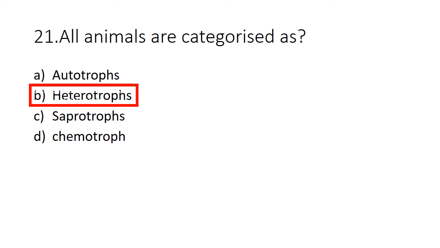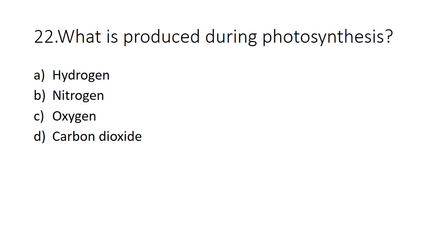Now we will move on to the next question. What is produced during photosynthesis? A. Hydrogen, B. Nitrogen, C. Oxygen, or D. Carbon dioxide. So the correct answer is option C, oxygen. Oxygen is produced and released after the process, when the plant takes carbon dioxide in and then releases oxygen.